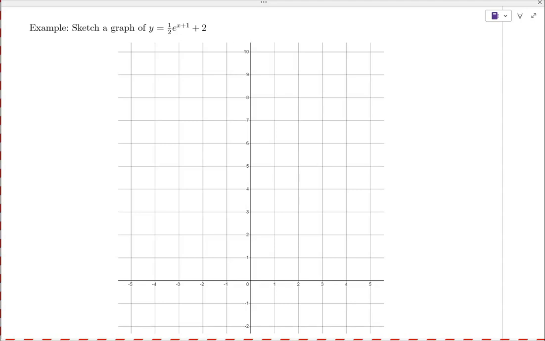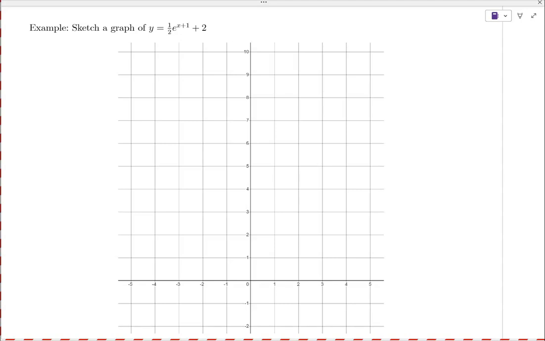What different transformations do you see here? Yeah, it's going to be compressed which way? Vertically, right? It's going to get smashed down by a half because of that 1/2 on the outside. What else do you see? The plus 2 tells you it's going to go up 2. Good. What else do you see? The plus 1. And what does that tell you?